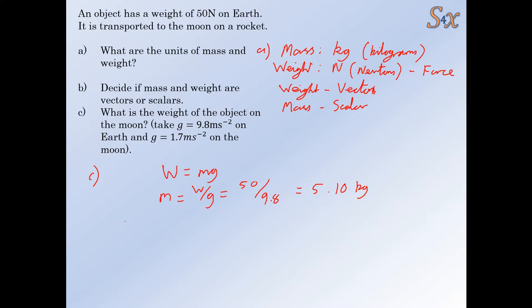And we want to know what the weight of it is on the moon. So the weight on the moon is going to be the mass times g on the moon. We've said the mass is 5.10 kilograms. That mass is the same everywhere, so we can use it on the moon and we can use it on the Earth. It's going to be the same value. And g on the moon is 1.7. So if I do that multiplication, I get 8.67 newtons. Okay, so that would be its weight on the moon. You can see it's considerably lower, isn't it? It's less than a fifth of the weight it was on Earth.